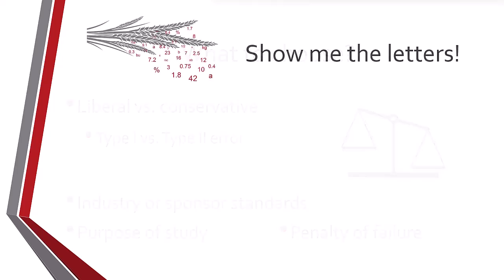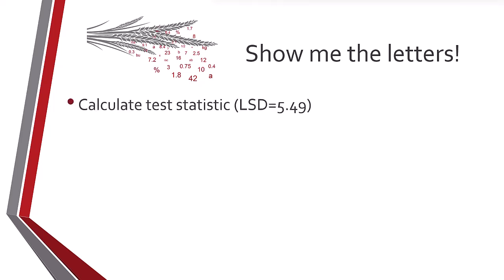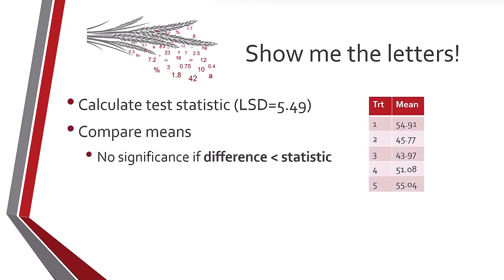Here's an example of how a mean comparison test works. The specifics vary for each test, but the basic concepts are the same. First, a test statistic is calculated to perform the comparison of means. In our example, we will use LSD at 5% significance level, which is 5.49 for this data. Then, compare the largest treatment mean to each of the other means, using the test statistic. If the difference between means is smaller than the LSD value, then they are not considered significantly different.